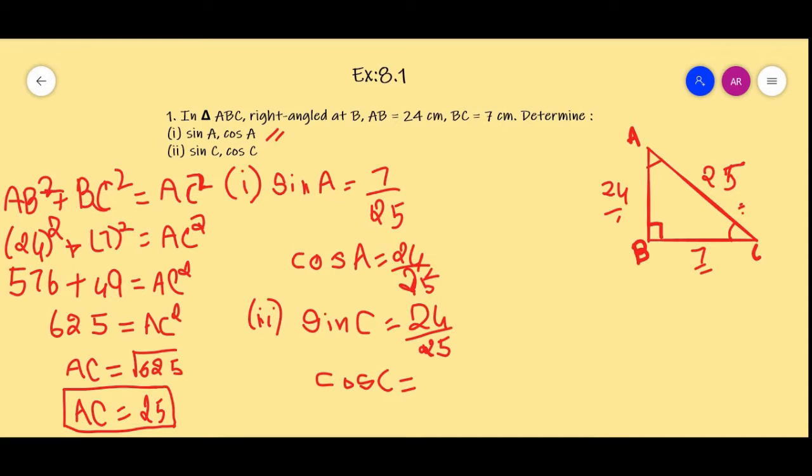And then cos C value would be equal to, let's just find out. Cos theta's value is nothing but the adjacent side by the hypotenuse. So what is the adjacent side over here? You see, the adjacent side to angle C is 7. So it's going to become 7 by 25. Alright. It was given in the question that we have to find sine A, cos A, sine C, and cos C. So yeah, we have found all of them.